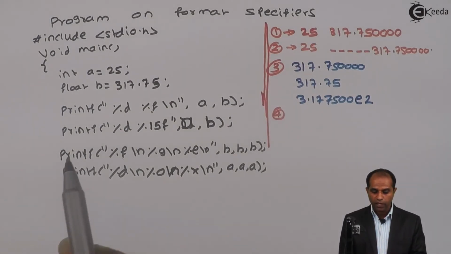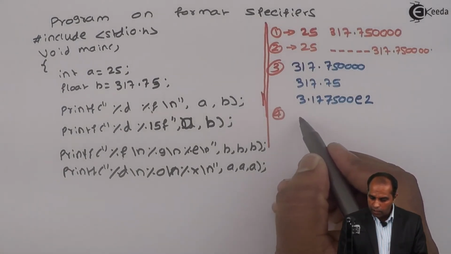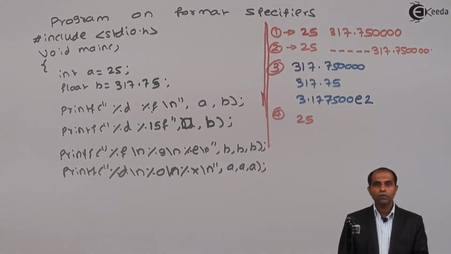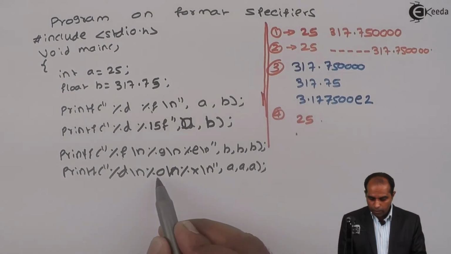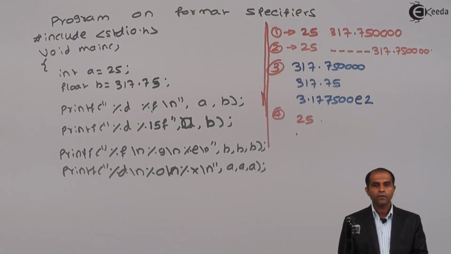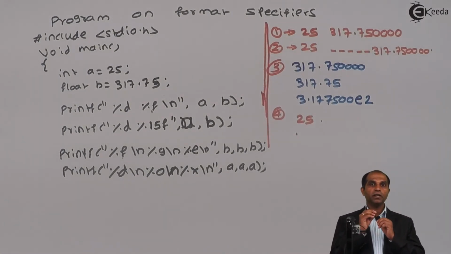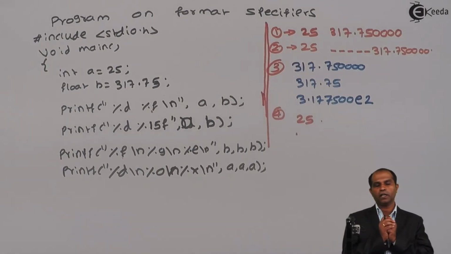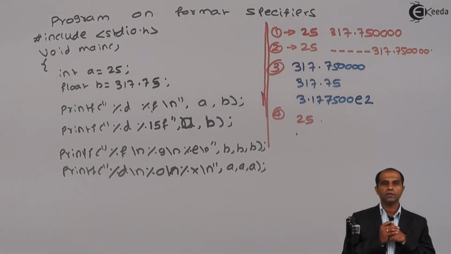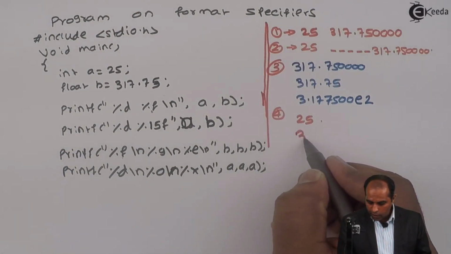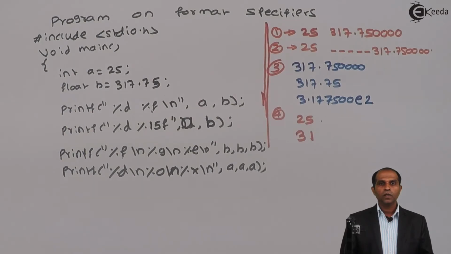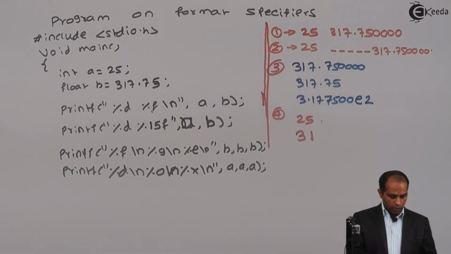What is the value of a? 25. So I'll say a is 25, so 25 as it is. After that, \n will get the cursor to the next line. %o for a means that I'm supposed to print the octal equivalent of this particular a. How do I get the octal equivalent of this? The octal equivalent of this is 31. How do I get this particular value?